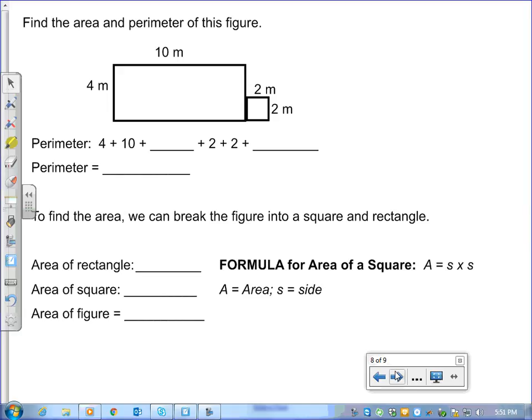So now I want you to find the area and perimeter of this figure, which seems a little overwhelming. It really looks like two figures that are put together, and that's kind of how we're going to look at it. To start off with perimeter.